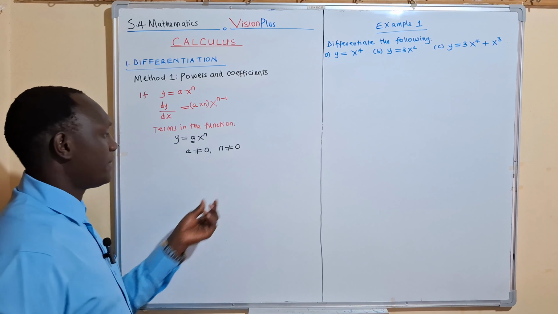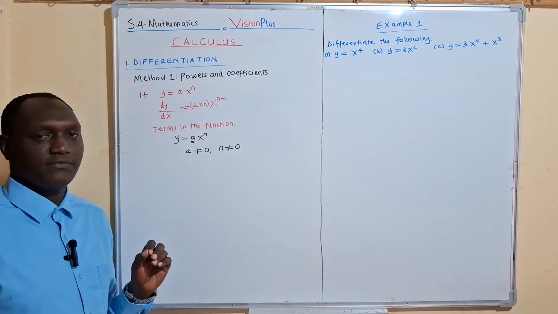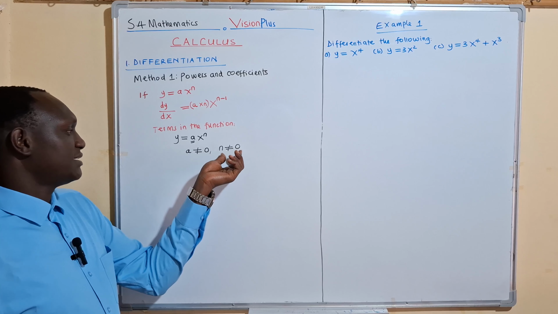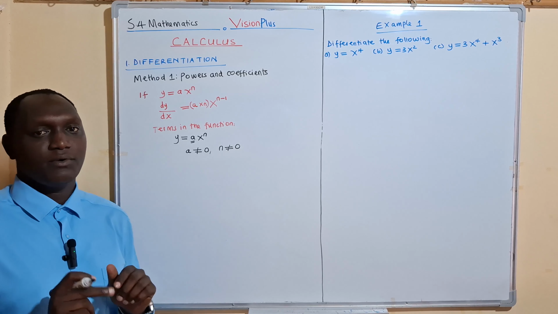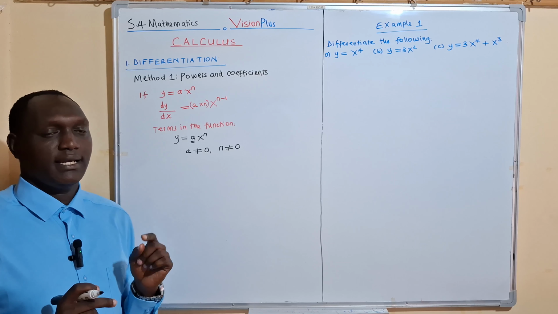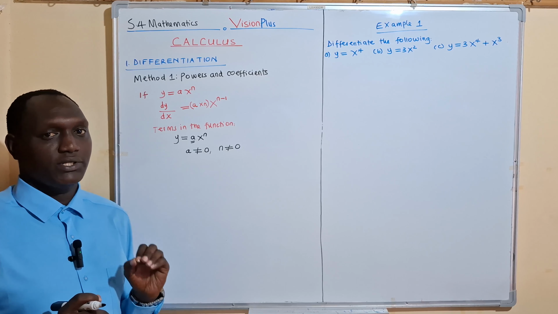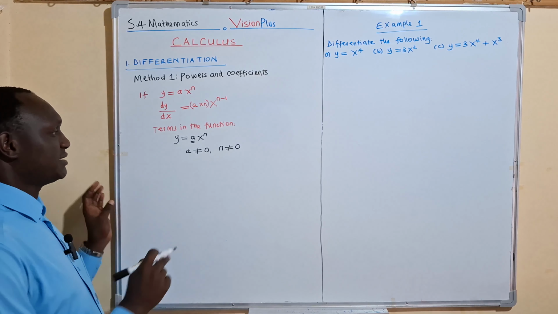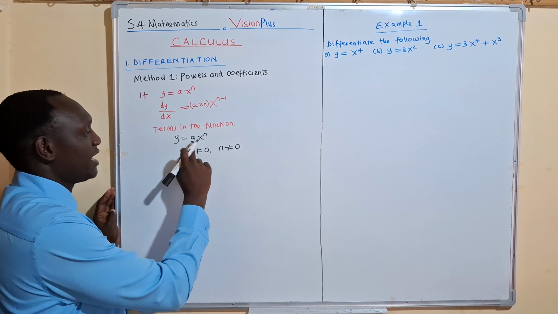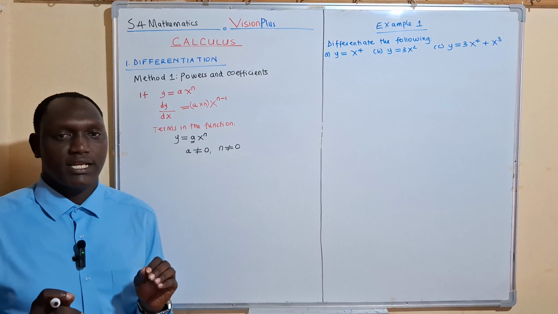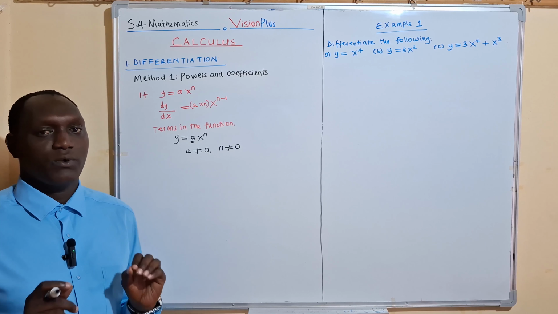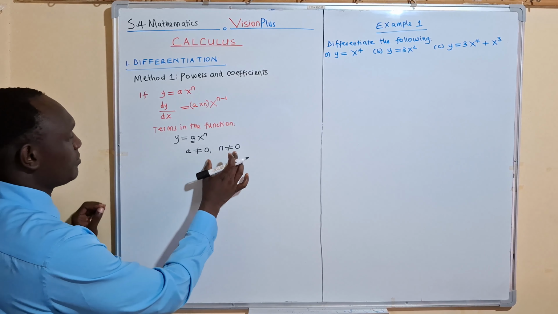But this condition is not very restrictive. If the power of x is 0, it means the x term will disappear. Any number to power 0 apart from 0 is 1. That means x will not be there, so we shall have just a constant a, which we know when we differentiate a constant, we get 0. So this is what we must note.